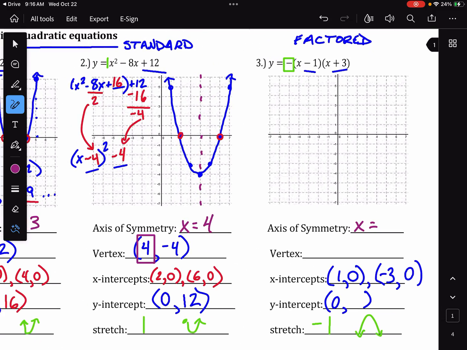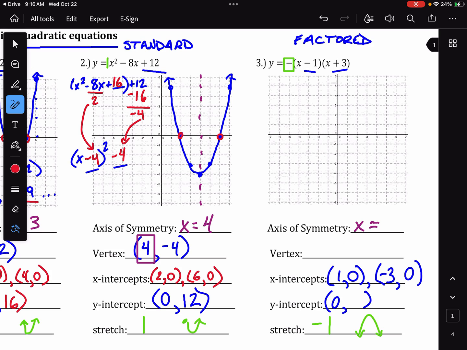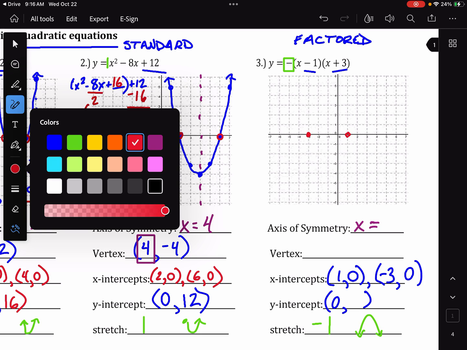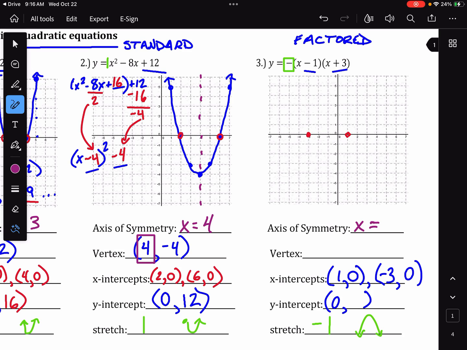Number 3. Again, we already have our factored form. We have our vertex, our x-intercepts. So let's plot those. We have x-intercepts at 1 and -3. Now we can start by finding our axis of symmetry by finding the halfway point between -3 and +1. There's 1, 2, 3, 4 spaces in between. Divide that by 2, we get 2. So down the middle of these guys is actually at -1.